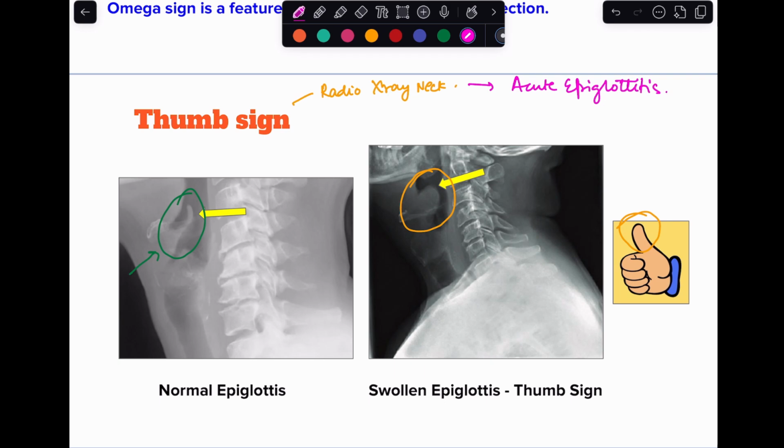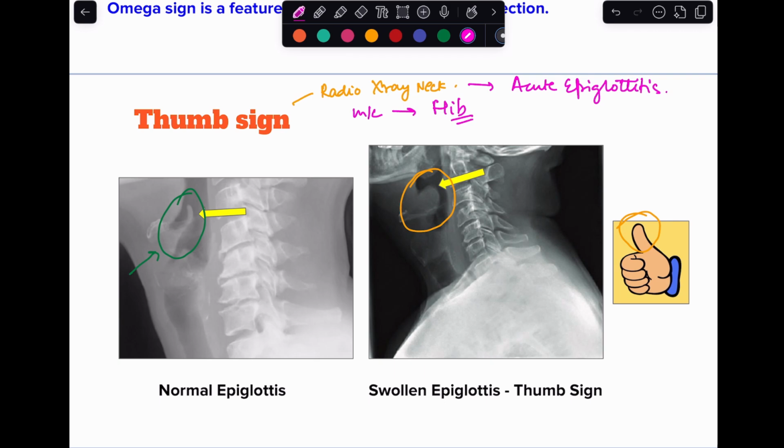So what is happening here? In acute epiglottitis, there is severe inflammation and edema of the epiglottis as well as the aryepiglottic folds. So the epiglottis ends up becoming very thickened and rounded. And that's why it leads to this similar shape like the thumb, and therefore it is named as thumb sign. Can you tell me what is the most common causative organism causing epiglottitis? That is Haemophilus influenzae type B.